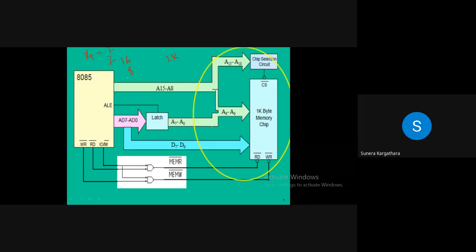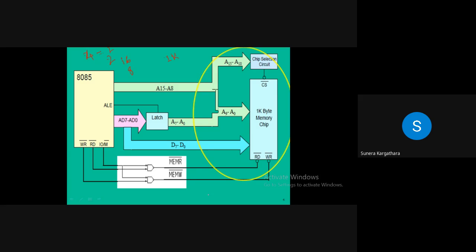We know that in the 8085 microprocessor, the lower order address lines AD0 to AD7 are multiplexed with the data lines, so the data and address are separated. The higher order address lines are A8 to A15. Out of them I require only two address lines, A8 and A9. A10, A11, A12, A13, A14 and A15 are the address lines that are free for me.